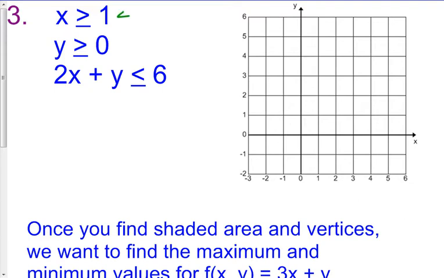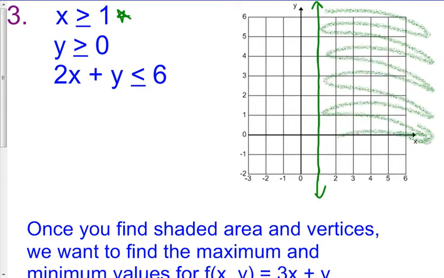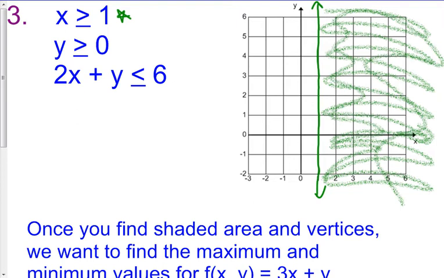My first one is x is greater than or equal to 1, which is a vertical line. So I'm going to go to 1 and draw a vertical line. And then I'll shade where x is greater than or equal to 1. Which, since it's x is greater than, that's going this way. So here's my shading here. Everything green.